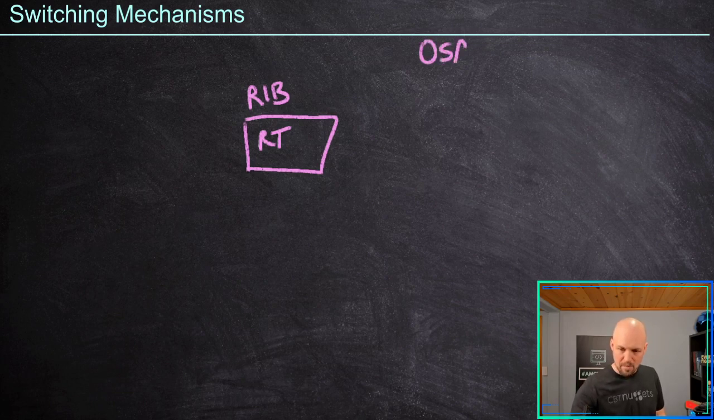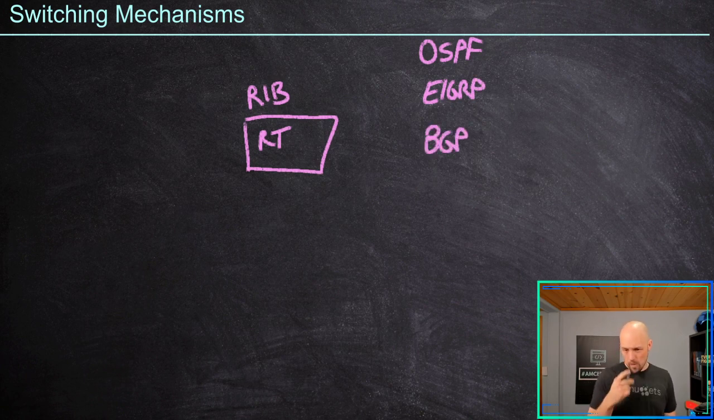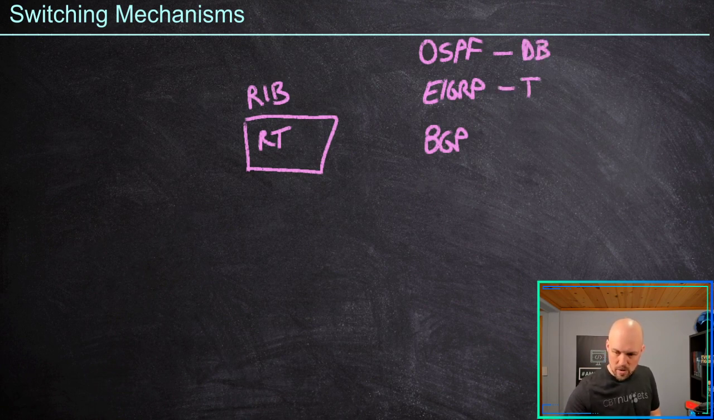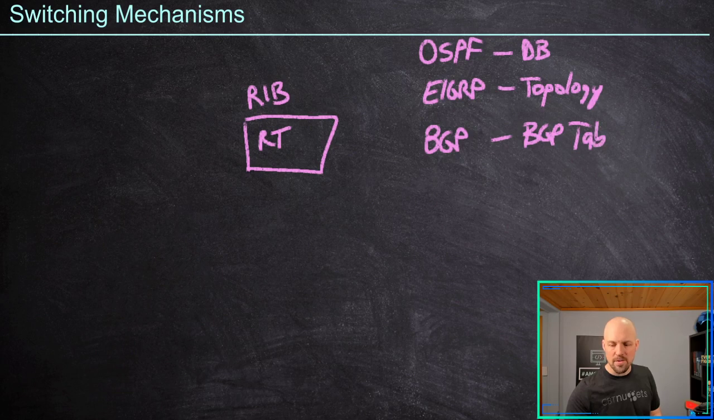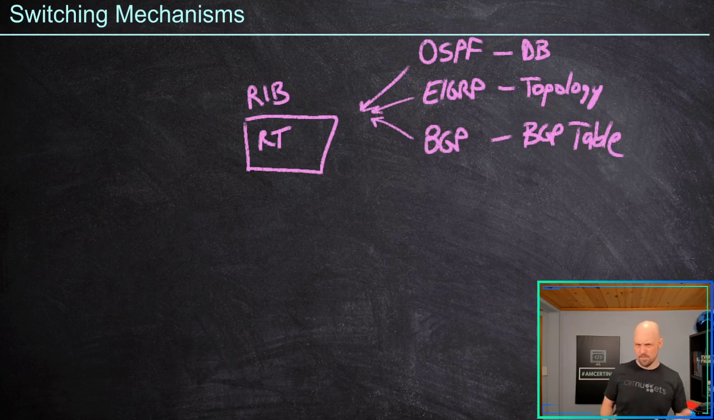We've got a lot of different routing protocols, things like OSPF, EIGRP, and BGP. The routing protocols themselves pull information by these relationships: OSPF neighbors, EIGRP neighbors, BGP peers. We store all of that information. OSPF stores it in a database, EIGRP stores it in the topology table, and BGP stores it in the BGP table. All of this information is stored as part of the routing protocol, but it's not installed into the RIB yet. Once we've learned all of this information, we can start injecting it into the RIB.